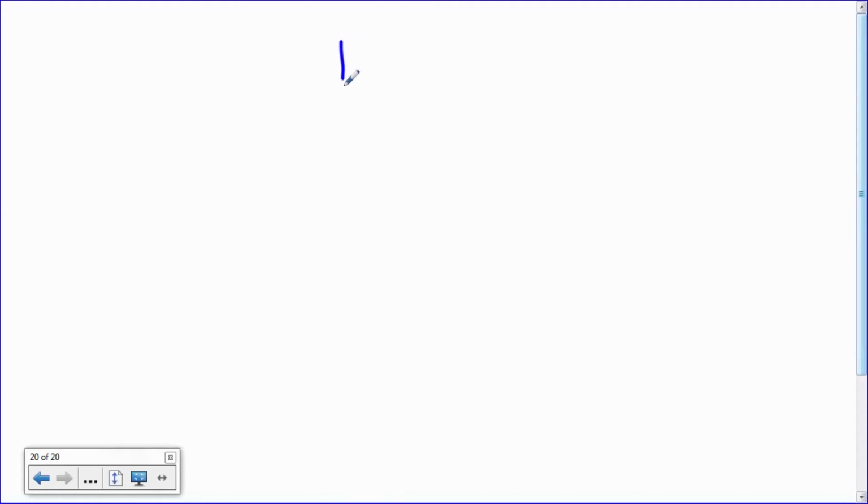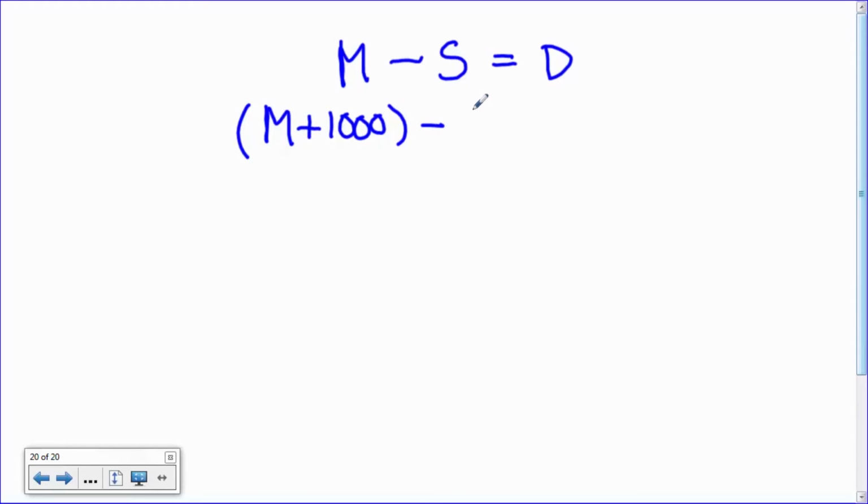Why does this work? So here's what we want to do. I've got a minuend, and I've got a portion, which I'll call the subtrahend, that I'm going to remove. And when I finish, that gives me a difference. So here's what we're going to do. We're going to modify this problem to help us see what's going on. So I'm going to take the minuend and I'm first going to add 1,000 to it.